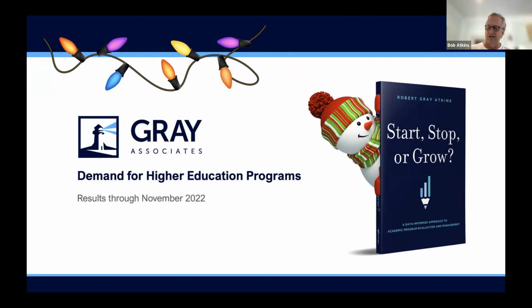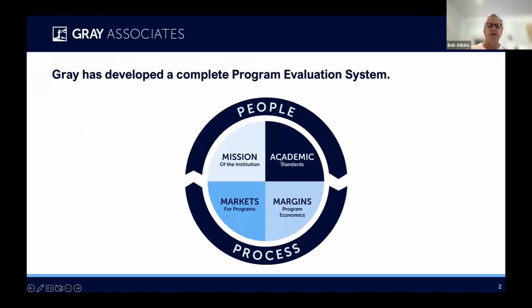So let's get started. We're going to talk about demand trends, and we're particularly going to talk about that for community colleges. Now, the first part of that that's very important is to evaluate programs. You need a program evaluation system. And Gray, I think, is the only firm that really offers a system that encompasses all the key ingredients of program evaluation. Today, we'll focus in on markets, in particular on what students want and what employers want, and how that's reflected in academic interest in academic programs for community colleges.